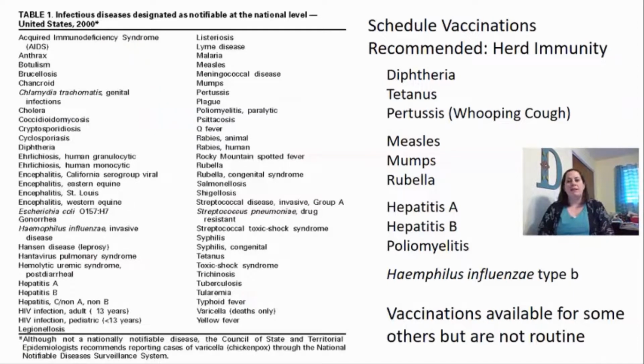Now, we talked about how the CDC has certain things that need to be reported on a weekly basis. This is normally an infectious disease that is notable on a national level. This particular chart is from the year 2000. This gets updated constantly, and some can come off the list, but others can be added. One thing to note about this is a lot of these can be linked to scheduled vaccinations. A lot of these could potentially be prevented by some of the vaccinations that we do offer.